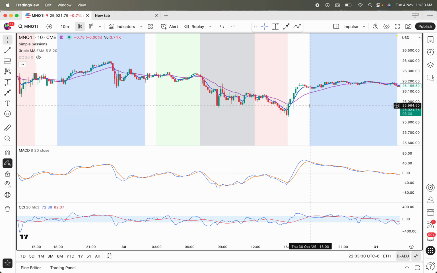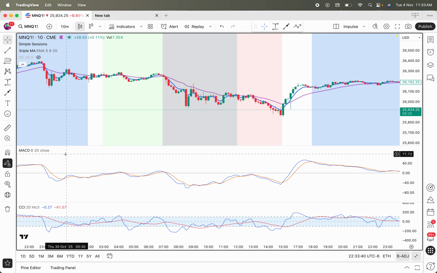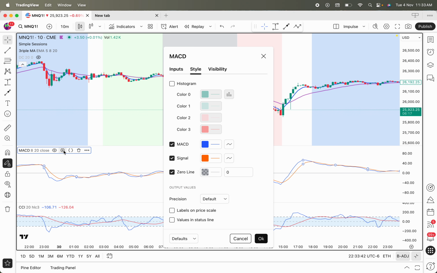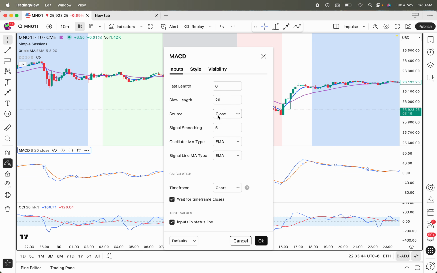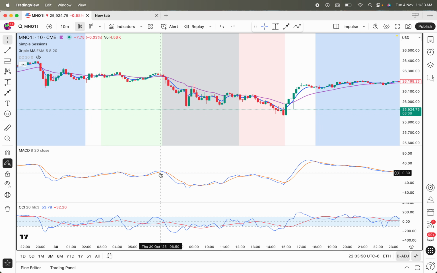Okay, so let's break it down. On the chart, I have a 5 and a 20 EMA. The 5 is the blue, and the 20 is the purple. Down below, I have a MACD, which is set at 8, 20, and 5. You don't have to have the MACD. It's not really necessary, but I'm just going to keep it here.